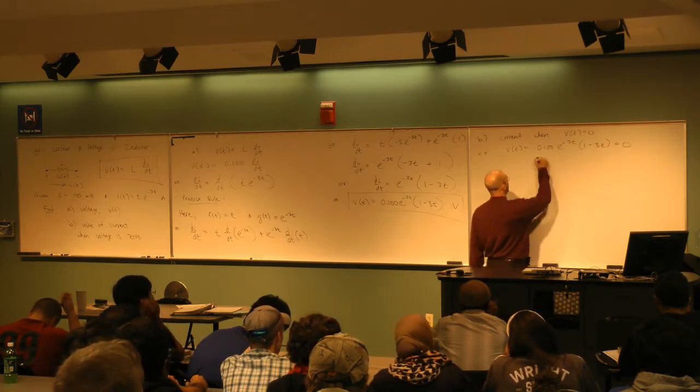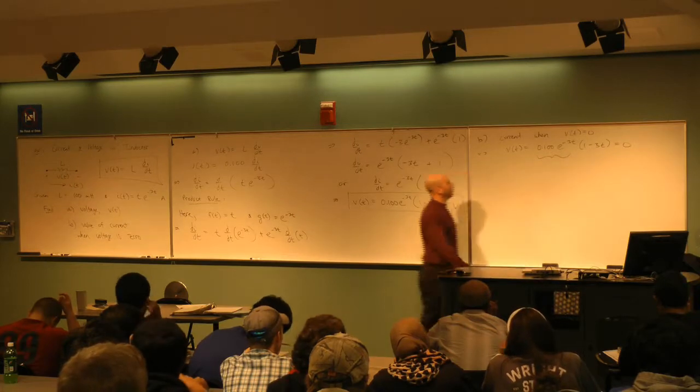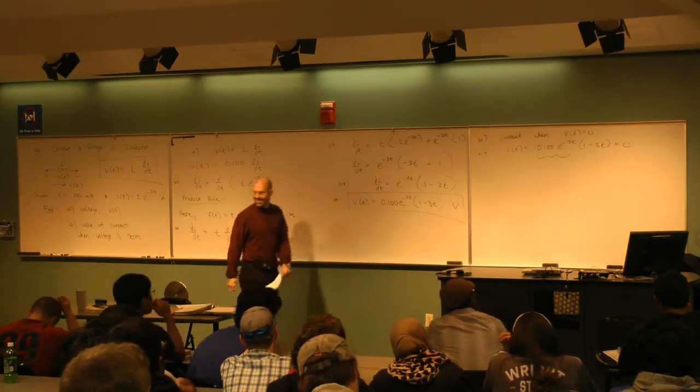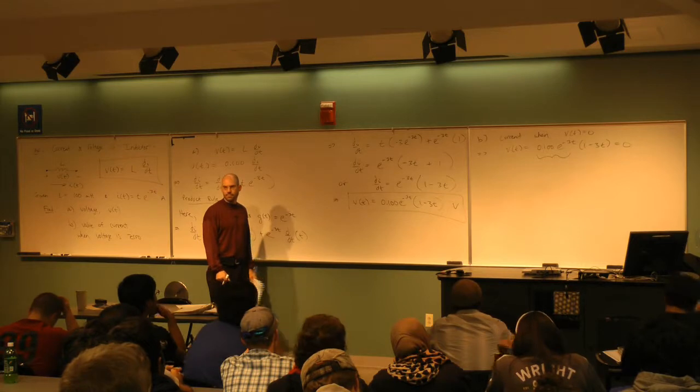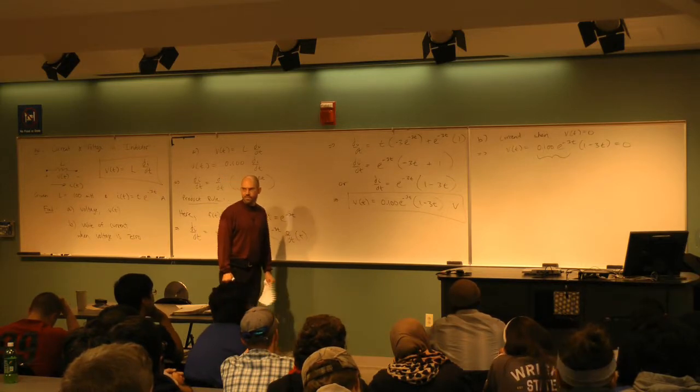All right, so how about this first part, 0.1 e to the minus 3t? Is that ever 0? No? Why is that never 0?